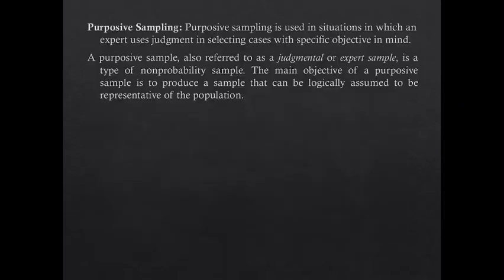Purposive sampling is a sampling technique used in special situations in which the expert uses judgment in selecting cases with a specific objective in mind. It is also called judgmental or expert sampling because the main objective of purposive sampling is to produce a sample that can be logically assumed to be representative of the total population.